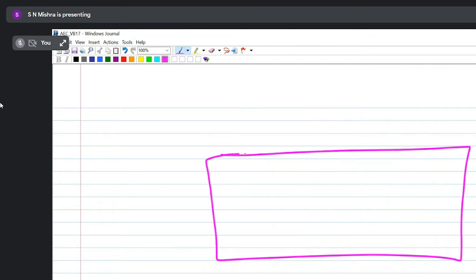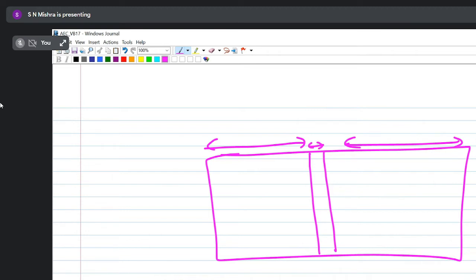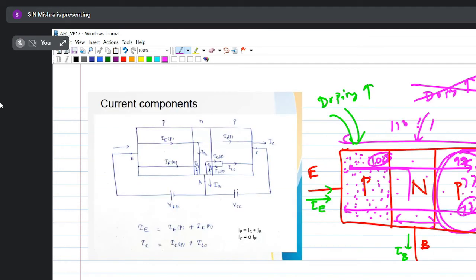So if this is your emitter, then like this. So emitter width this much, collector width this much, base width this much. So now tell me whose width is very small, thin? The base. Base. And wider one? Collector. Collector and emitter. Compared to emitter, collector will be wider. Okay. Why, I'll tell. So one by one I am explaining.